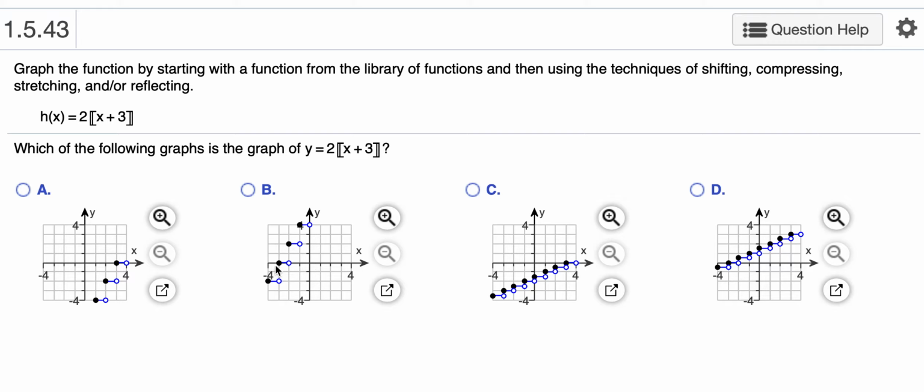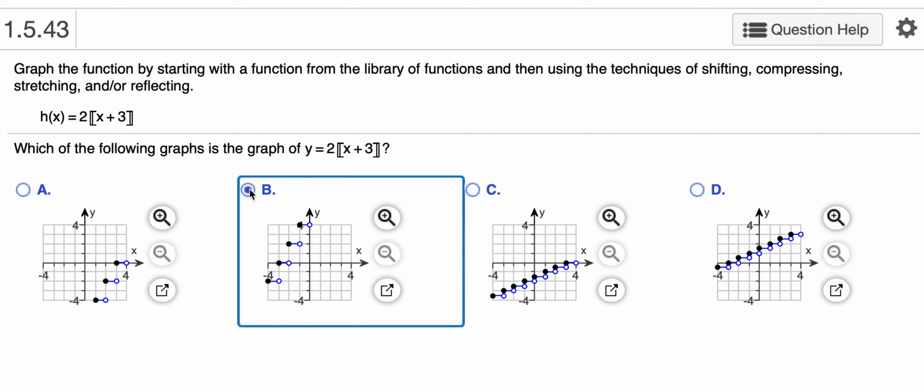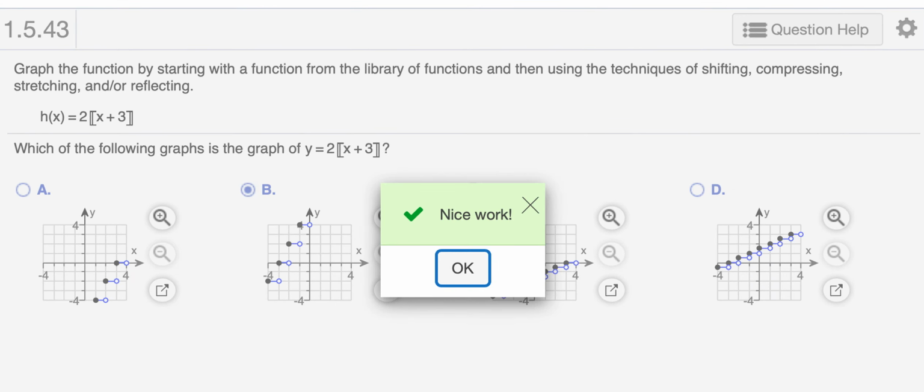1, 2, 3, right? And we can check and make sure that it works. For instance, if x were negative 1.5, the corresponding y should be 2. So notice, if we went to negative 1.5, then negative 1.5 plus 3 is a positive 1.5. The greatest integer less than or equal to 1.5 is 1. 1 times 2 is indeed 2. That's what we wanted. So I'm going to go with B.